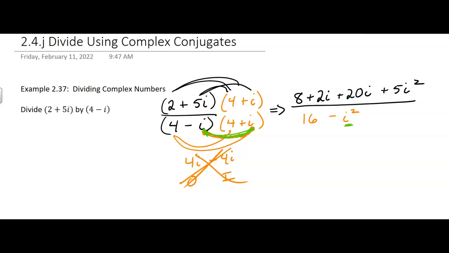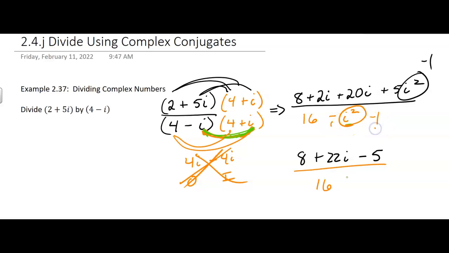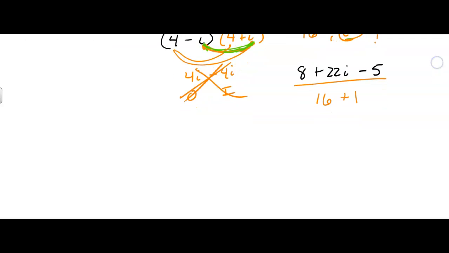So in the numerator, we have an 8 plus 22i minus 5. That i squared becomes negative 1. So you can circle it like that. That might be helpful. In the denominator, we're going to have 16. Now that i squared is going to become negative 1. So I have minus a negative 1. That's going to be plus 1. Okay? All right, so we're almost done.